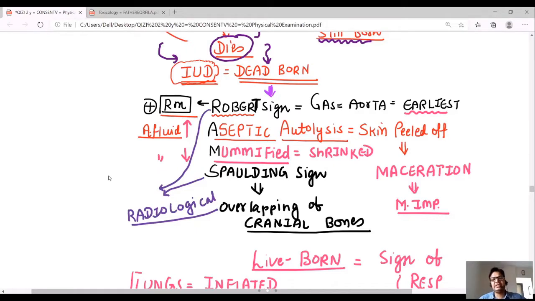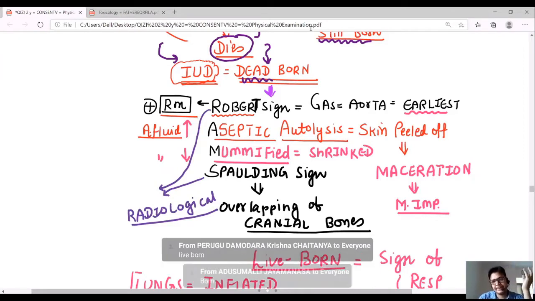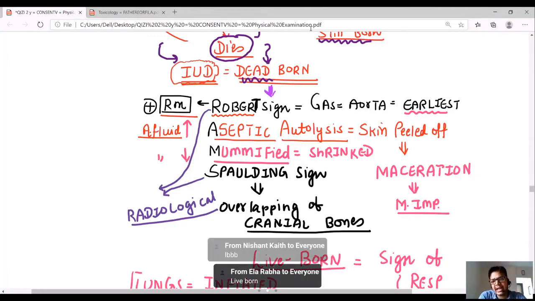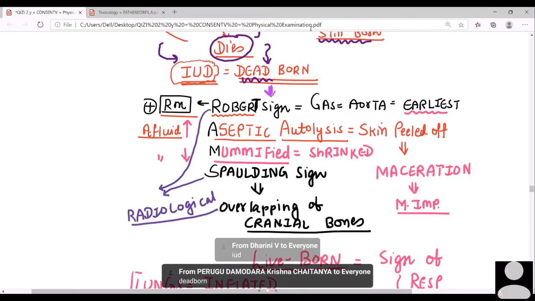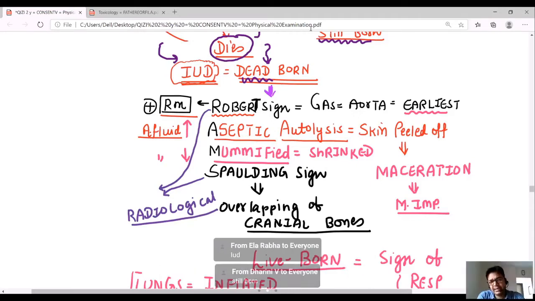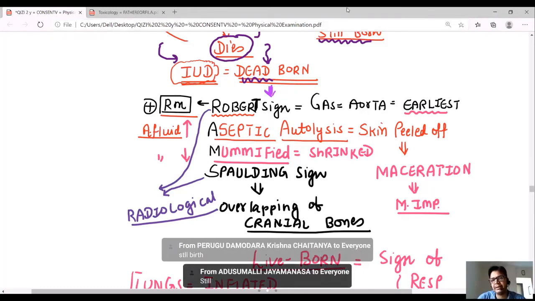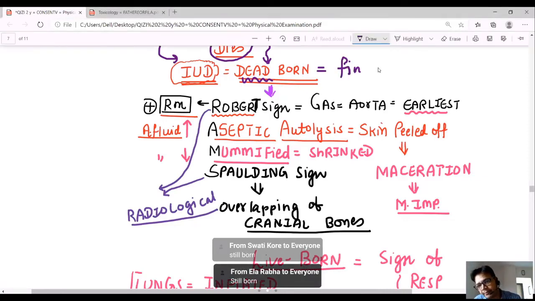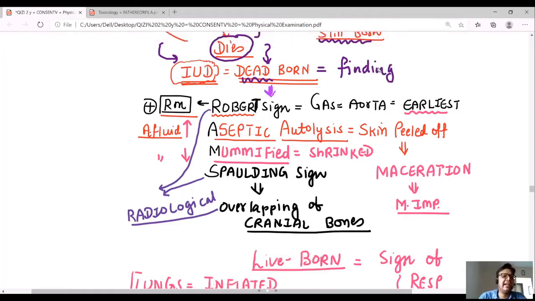After 28 weeks, if the fetus respired at least once after coming out, it is known as live born. Dies inside the uterus, known as dead born. Dies in the birth canal, known as stillborn. Very good, my dear friend. It's very simple. Now sir, what are the findings of dead born?